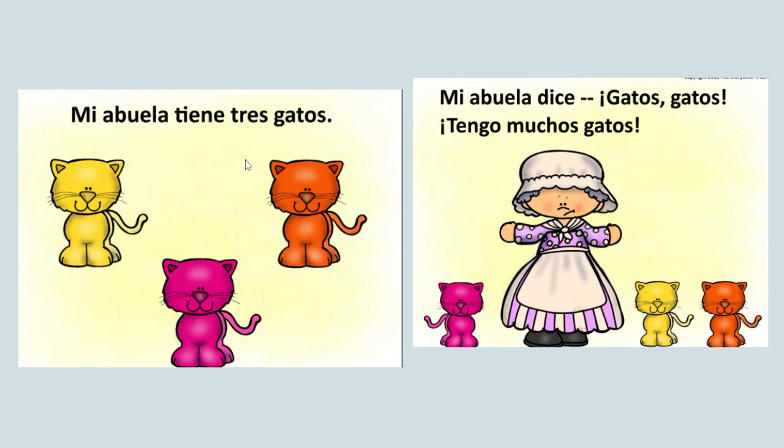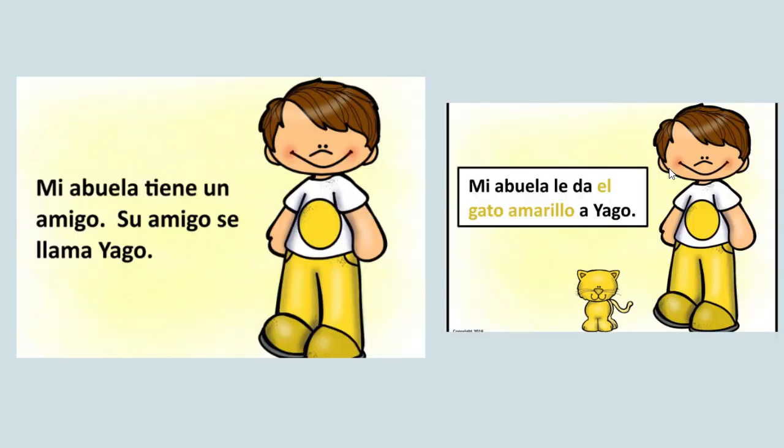Mi abuela tiene 3 gatos. Mi abuela dice, gatos, gatos, tengo muchos gatos. Mi abuela tiene un amigo. Su amigo se llama Yago. Mi abuela le da el gato amarillo a Yago.